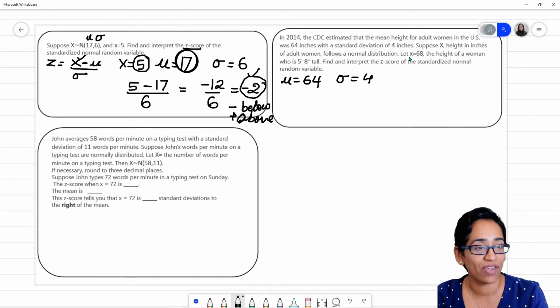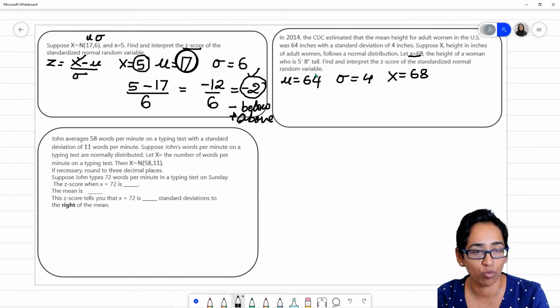So here I have my X value, which is equal to 68. For the height of a woman who is 5'8" tall, find the z-score of the standard normal random variable. When they say 5 feet and 8 inches, that means she's 68 inches tall.